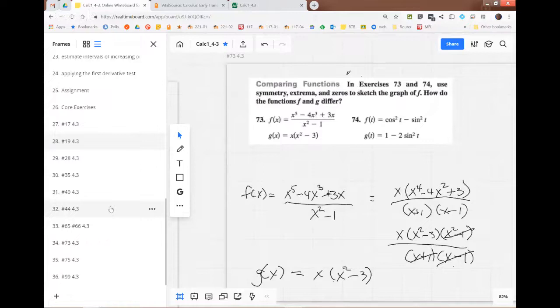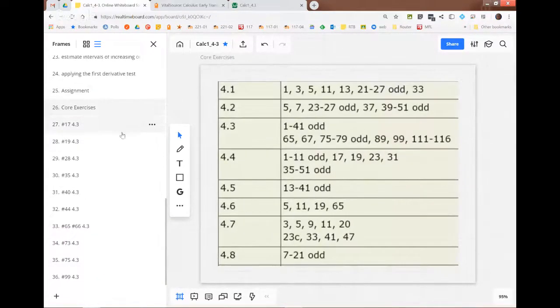Okay, so let's see, what do I got from, let's go to the assignment. Core exercises. So the 4.3 is the assignment. That's on the website, so no surprise there.